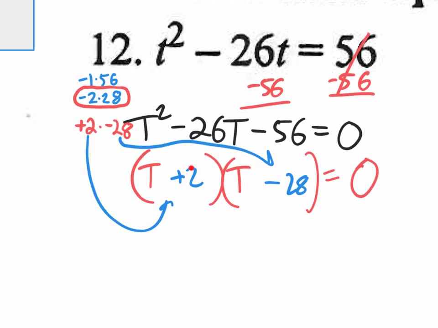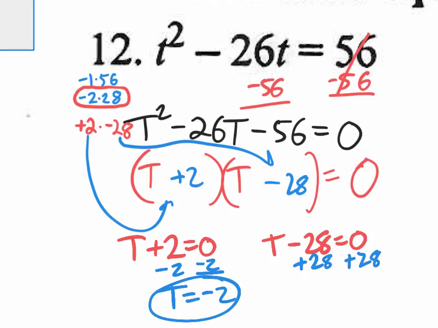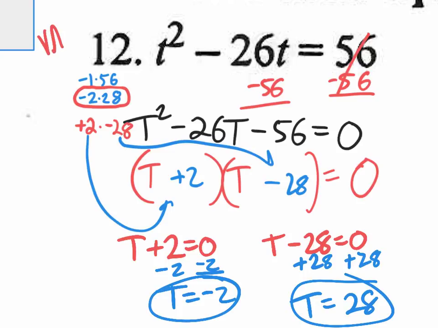I want to set this one equal to 0, and I'm going to set this one equal to 0. And then we're going to solve both of them. Minus 2. So t equals negative 2. That is one answer. And also 28 is going to be the other answer. T equals 28. This one was also for version A. It was also number 12.